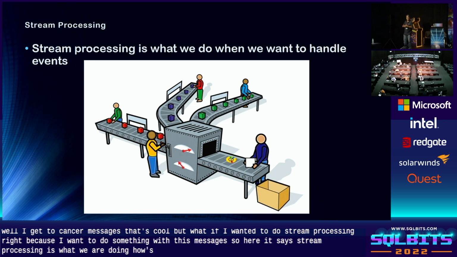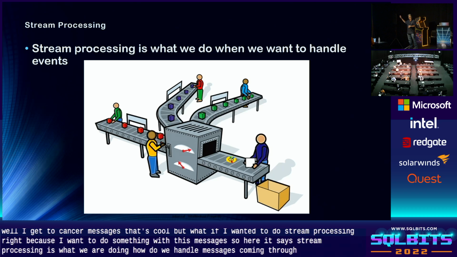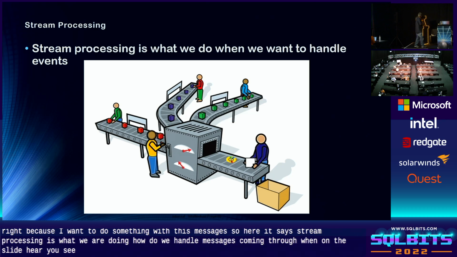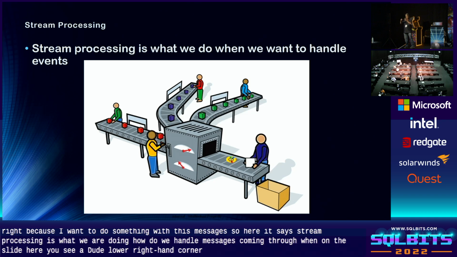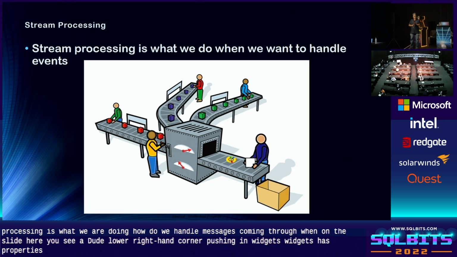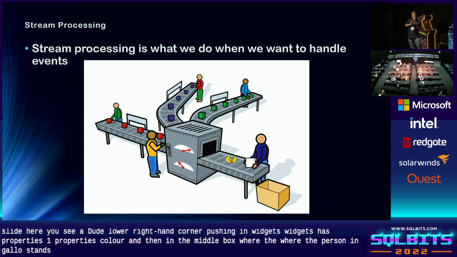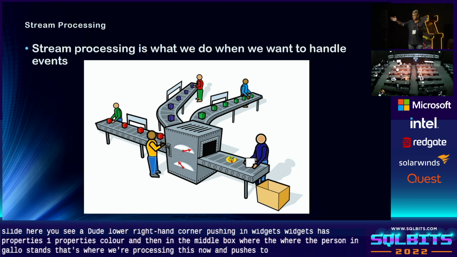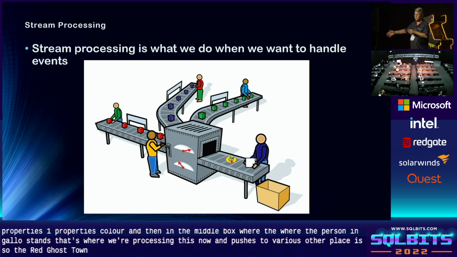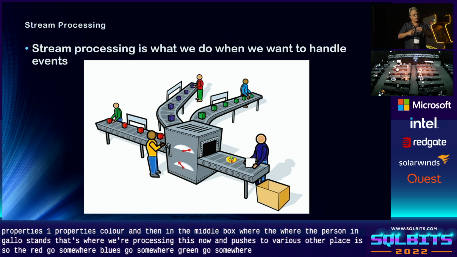How do we handle messages coming through? On the slide here, you see a dude, lower right-hand corner, pushing in widgets. Widgets have properties. One property is color, and then in the middle box where the person in yellow stands, that's where we are processing this and pushing to various other places. So the red goes somewhere, blues go somewhere, green goes somewhere. That's stream processing.